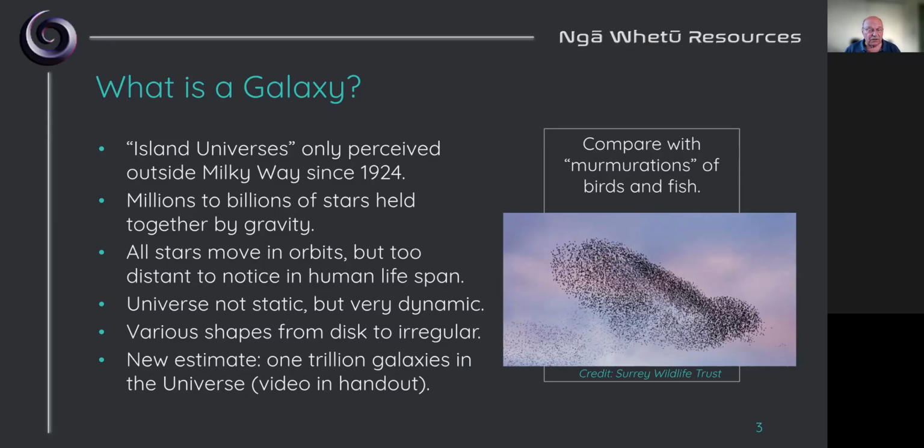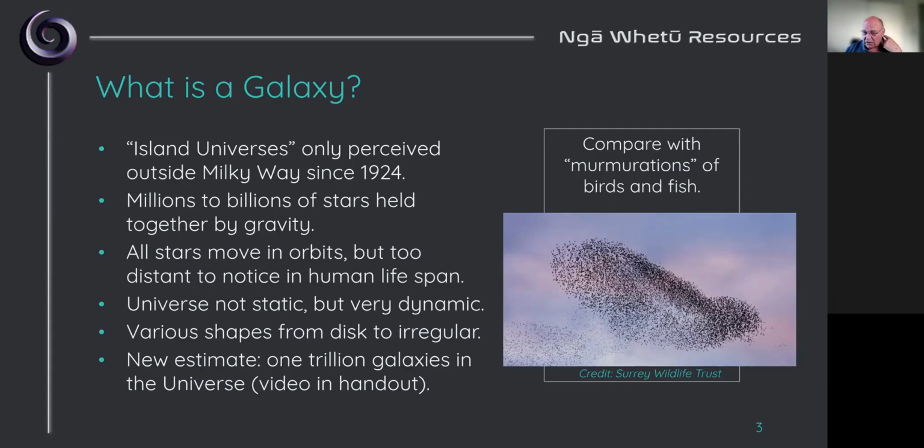And we see various shapes. If we look around, we have nice disk shapes. We see spiral structure like we have in our Milky Way. We see a complete absence of spiral structure. We see more bulky galaxies that are not really flat. And we see very irregular shapes as well.